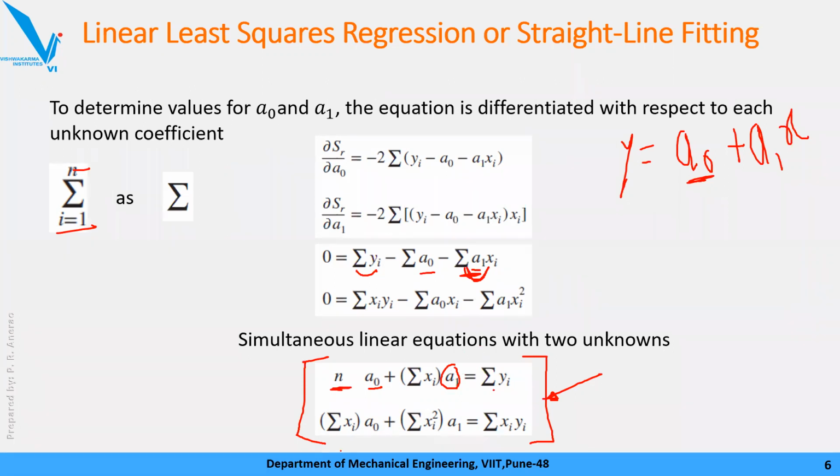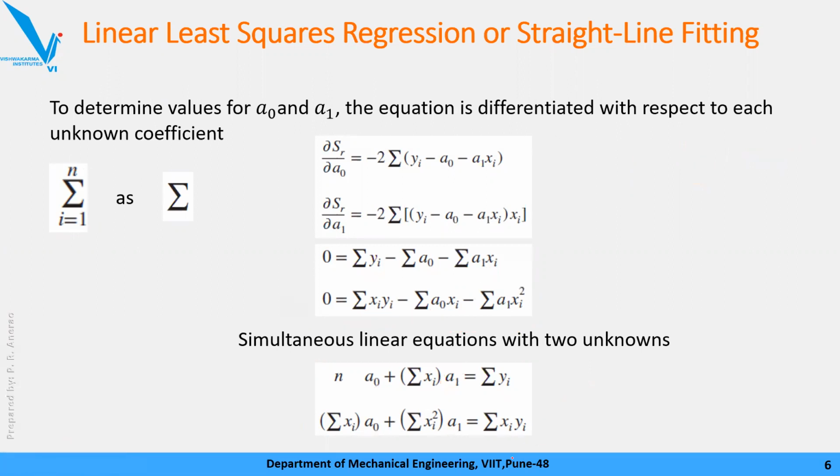The second equation: sum of x of i, y of i as it is, the subtracting term onto the left hand side. So we got positive, a0 constant taken outside, a1 constant taken outside. So we have these two equations, and using your mobile you can easily solve two linear equations.